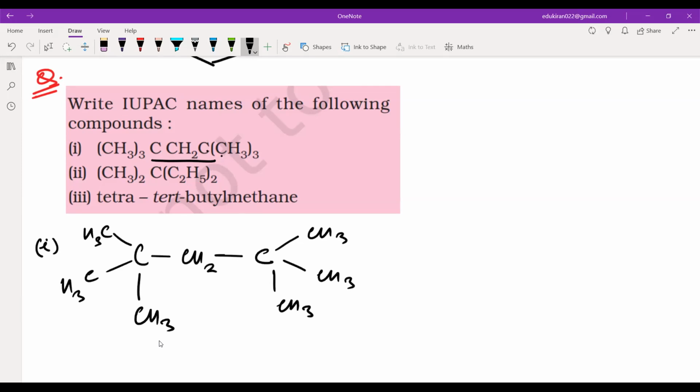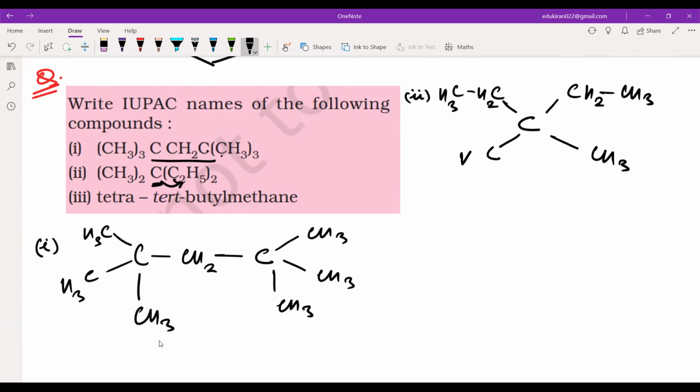Okay, so this is the way you are going to write the structure first of all, then only you can write the IUPAC nomenclature. For the second question, you have only one carbon, so you'll write one carbon like this, and you see that it is attached with 2 C2H5. There will be 2 molecules of C2H5, means what? CH2, CH3. This is also CH2, CH3, and there are 2 CH3 molecules. Okay, so write these two first of all. And try to write the name.